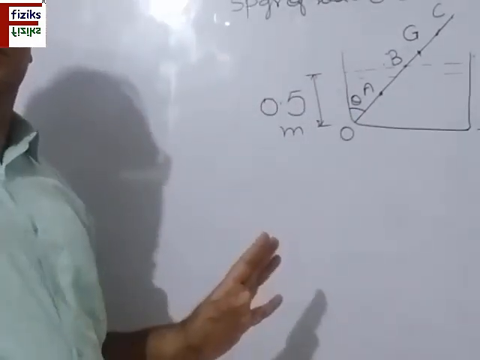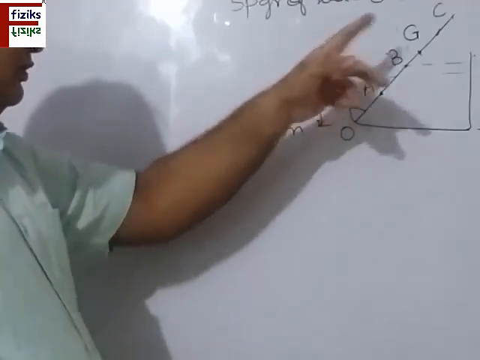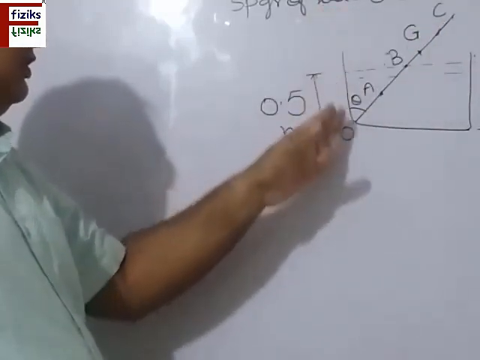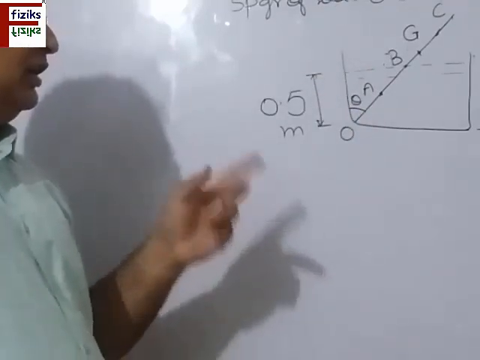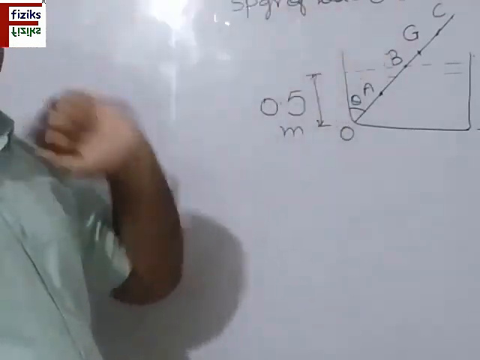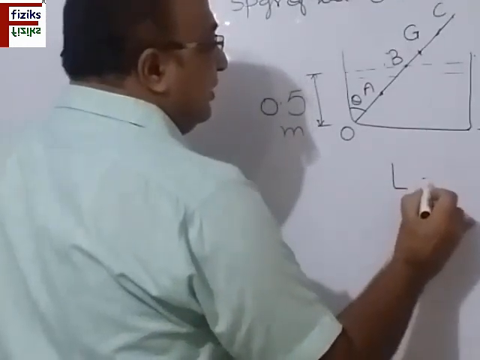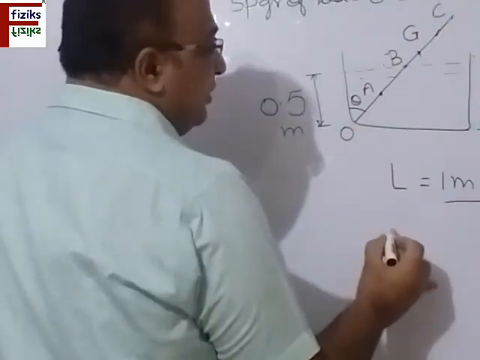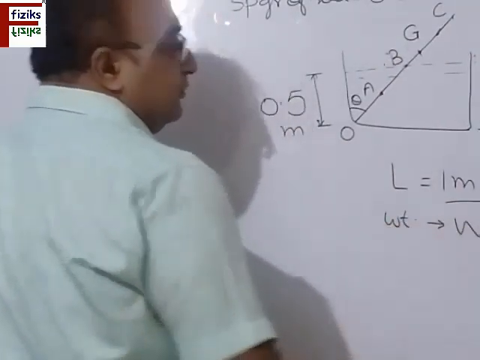This is 0.5 meter, and the rod in this position is in equilibrium. Net force on this is equal to 0. So we have to find what is the angle made by this rod with the vertical, that is theta. What is the value of this angle? Excluding the case when theta equal to 0 degree, that is when it is vertical. The length of the rod you can take equal to 1 meter. This OC length is 1 meter. Suppose weight of the rod is taken as W.